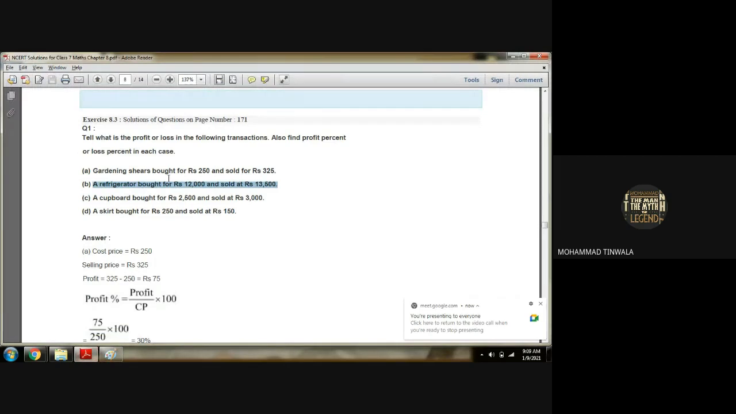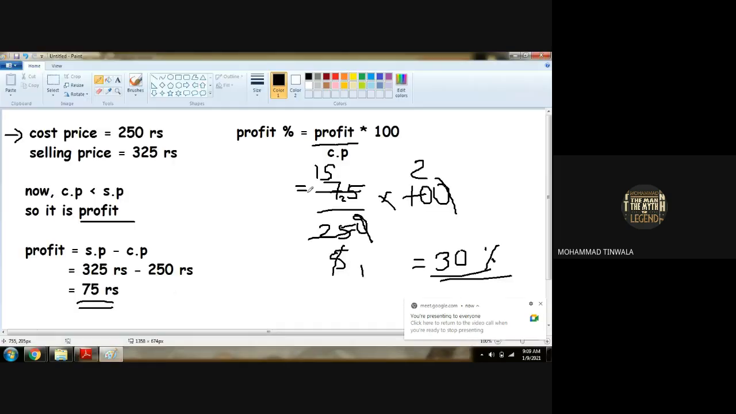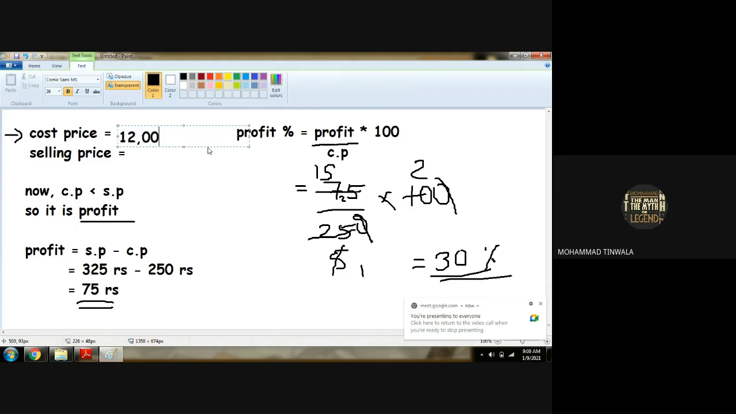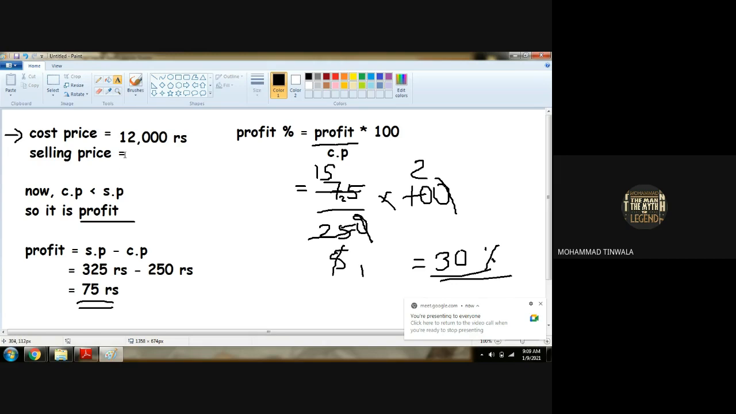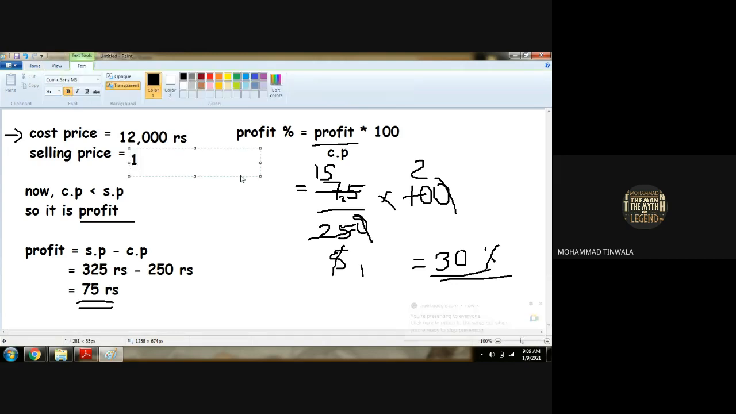Yes. So right now, a refrigerator is bought for rupees 12,000 and sold for rupees 13,500. Got it? So let me change here. 12,000 rupees and 13,500 rupees.